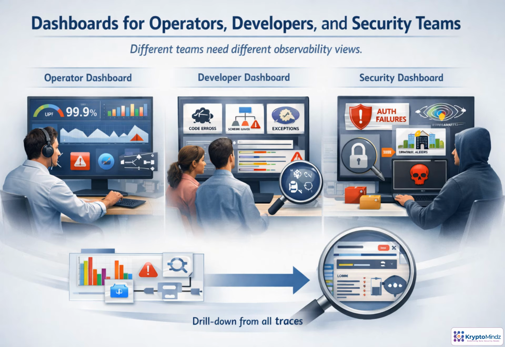Dashboards should match the questions each team is trying to answer. Operators need to know whether the service is healthy right now: uptime, traffic, latency, errors, saturation, and dependencies. Developers need clues that explain why behavior changed: tool failures, schema validation problems, retries, slow backend calls, and exception patterns. Security teams watch for risk: authorization failures, unusual tool usage, tenant boundary violations, suspicious clients, and high-risk invocations.